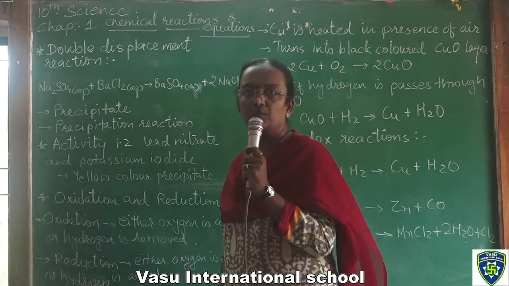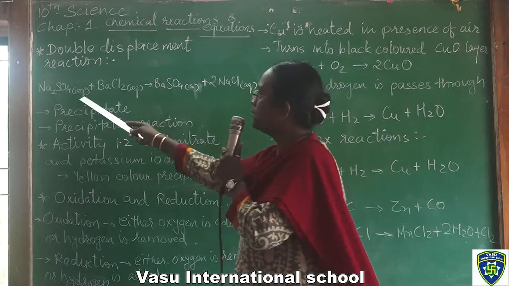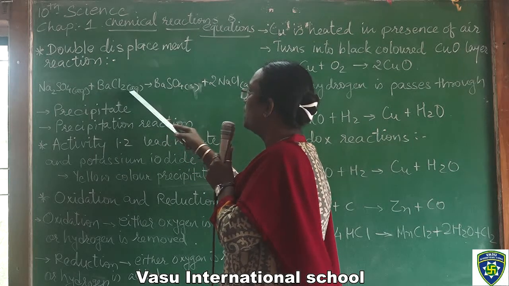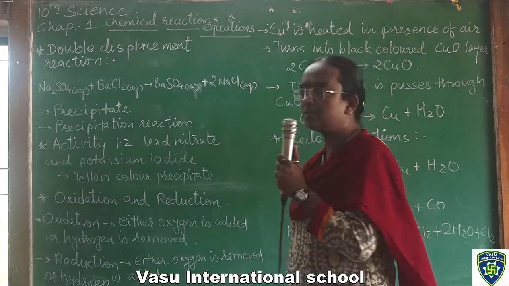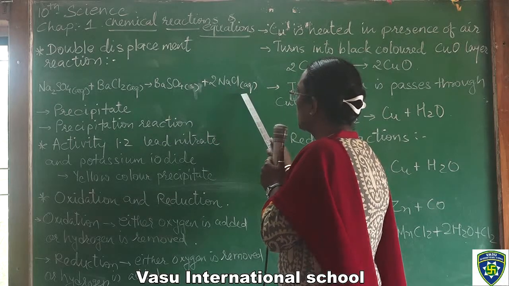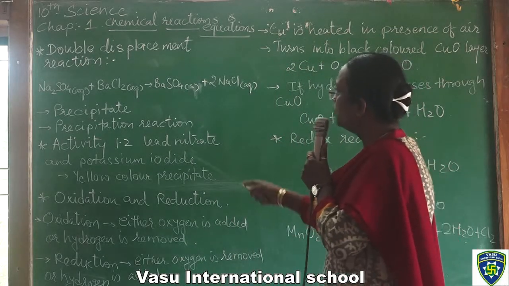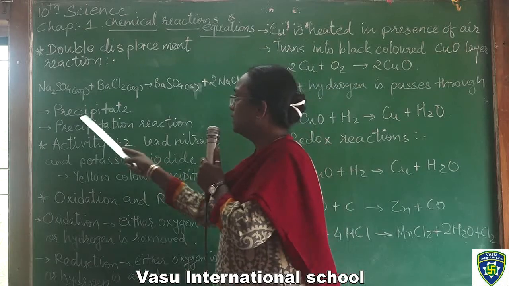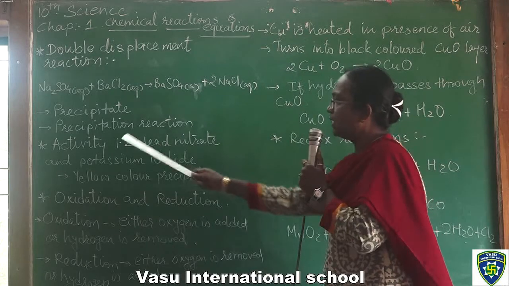As an example, we are given in an activity: take 3 ml solution of sodium sulfate in one test tube and 3 ml solution of barium chloride in another test tube. Mix them in any one test tube and you will have barium sulfate in solid form and sodium chloride solution in the test tube. In this reaction, barium sulfate you get in solid form is called a precipitate. Precipitates are formed in the reaction, so this type of reaction is called a precipitation reaction.